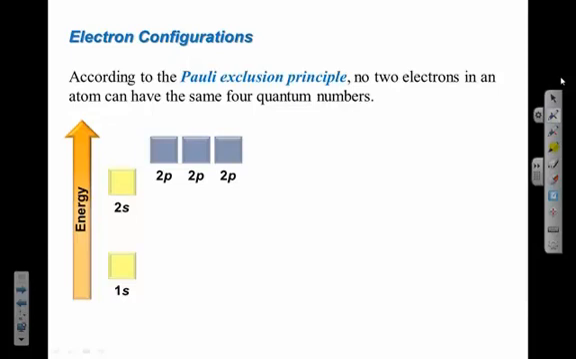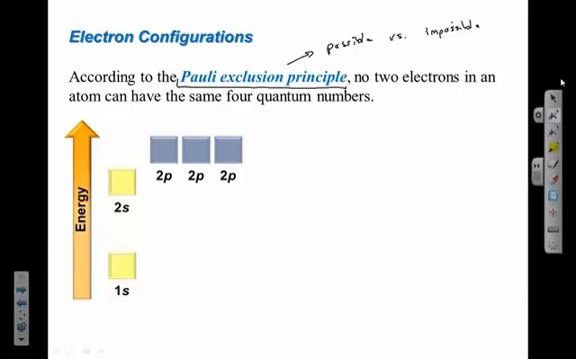So the Pauli exclusion principle, this one is the one that tells us what is possible versus impossible. It says that I can't put two electrons in the same orbital with the same spin. Because if two electrons were in the same orbital with the same spin, they would have all four quantum numbers equal to one another. Right?